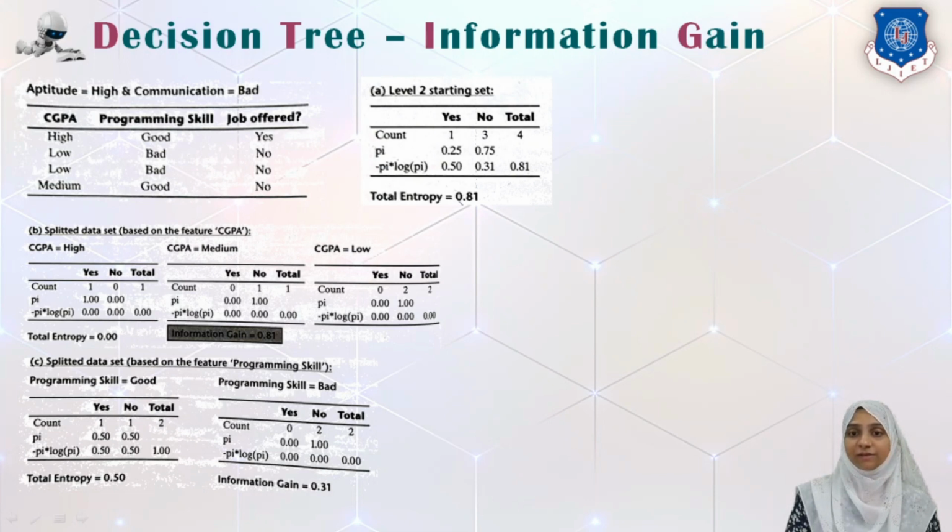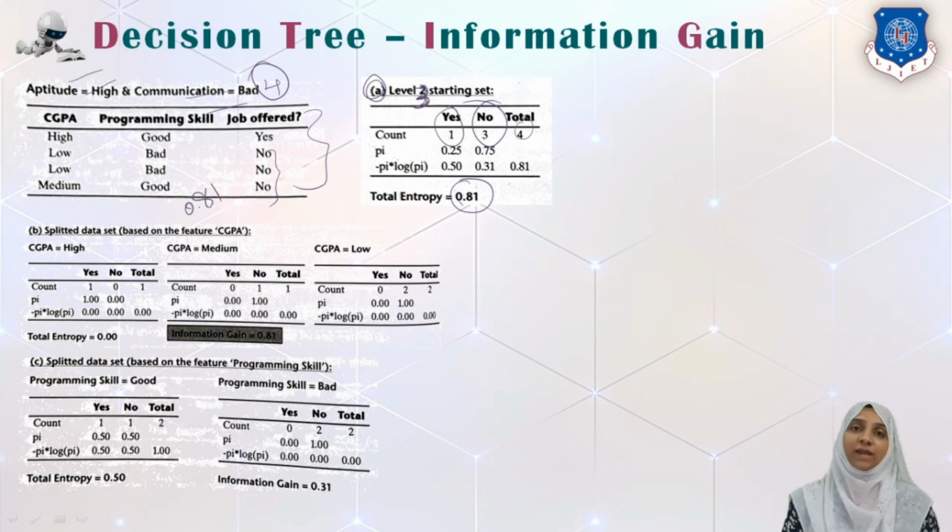First, look at this diagram. This is level 3, starting set with aptitude high and communication bad. In total, there are 4 samples, and out of those 4 samples, one is a yes sample and 3 are no samples. So its entropy is 0.81. So for this particular set, entropy is 0.81.